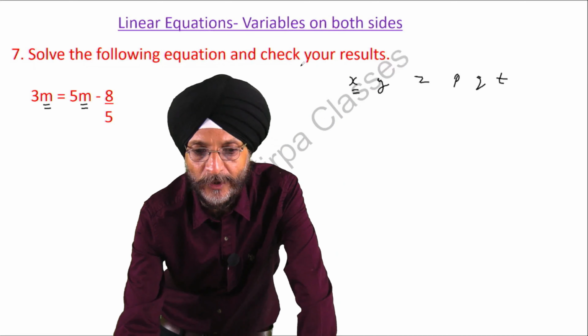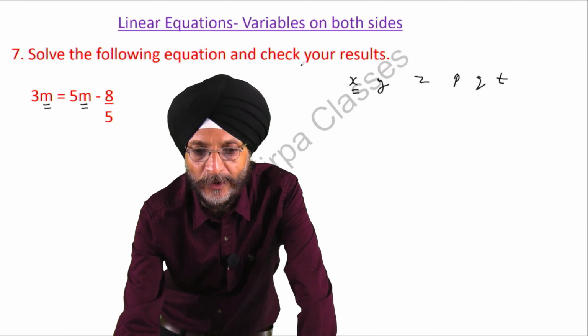So here is the question, 3m is equal to 5m minus 8 over 5. If we write this as 5m minus 8 over 5 is equal to 3m, it is also one and the same thing. So we will take the variable terms to the left hand side and the numbers which do not have any variable to the right hand side. So the 3m will be shifted to the left hand side. Here it is positive, it will become negative when shifted to the other side. Minus 8 over 5, when shifted to the other side, becomes positive.